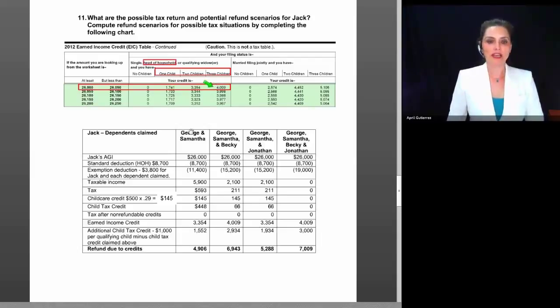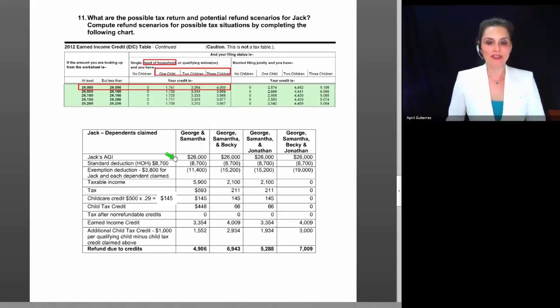So if we go down and look at the chart here, these are the potential scenarios for Jack. He could claim George and Samantha. He could claim George, Samantha, and Becky. He could claim George, Samantha, and Jonathan, or he could claim George, Samantha, Becky, and Jonathan. Now, he can only claim Becky if Sylvia releases Becky to him, and that's because Sylvia wins under the tiebreaker rules. Her income is higher. But because they're both the parents of Becky, either of them can claim Becky, and it is potential that we could give Becky to Jack.